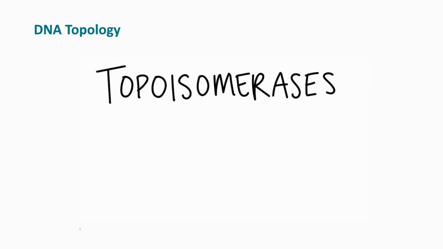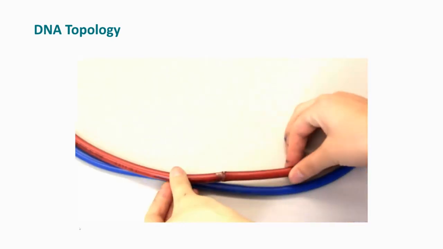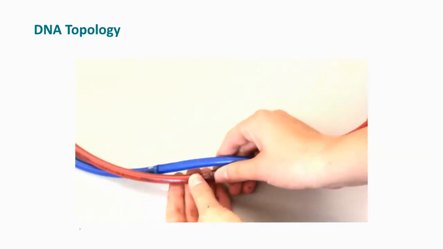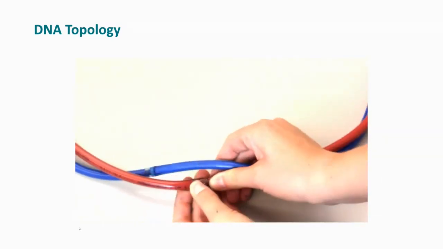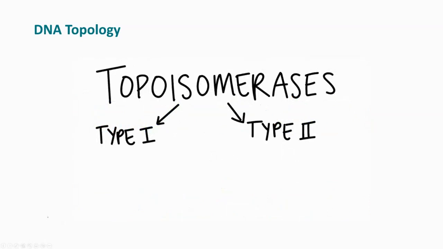There are two main categories of topoisomerase, type 1 and type 2. Type 1 topoisomerase breaks one of the two DNA strands and passes the other strand through the gap. This increases or decreases the linking number by 1. Here, the top DNA double helix represents the structure before the topoisomerase added a twist, and the bottom DNA double helix is after the enzyme completes the reaction. Type 1 topoisomerase reactions do not require additional energy.